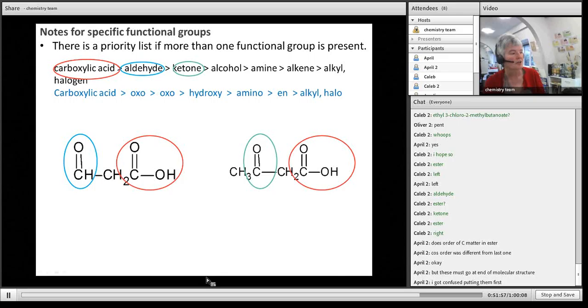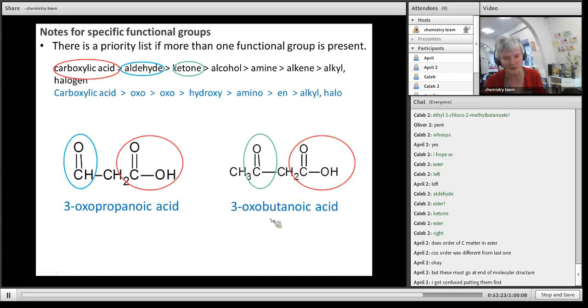So this would be 3-oxopropanoic acid. If you've only got 3 carbons in the chain, and the oxo is on the third carbon, it's going to be on the last carbon, which means it has to be an aldehyde. So by the numbering, you know this is an aldehyde. Here, this is 3-oxobutanoic, so you know the oxo group is not on the last carbon, so it has to be a ketone. But as I say, if this is confusing to you, forget about this slide, because you're not going to get something like this.